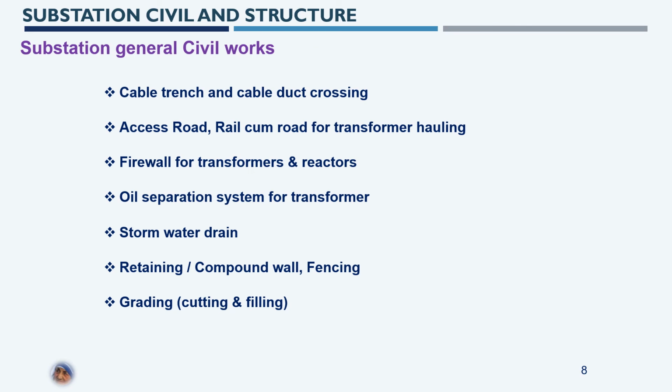Retaining wall or compound wall fencing is also required for a substation to prevent unauthorized persons or the public from entering without authorization. Grading is nothing but, if the substation is laid over various levels, or the land acquired for substation construction is in an undulated area, we need to do major cutting and filling. So this is also to be considered in civil works for a substation.